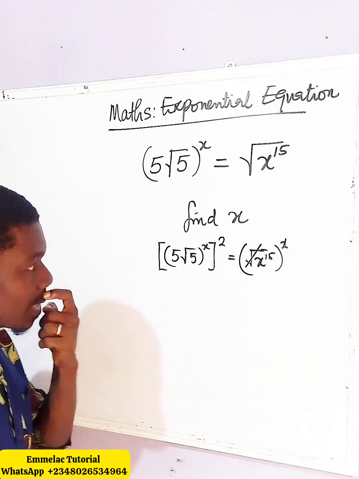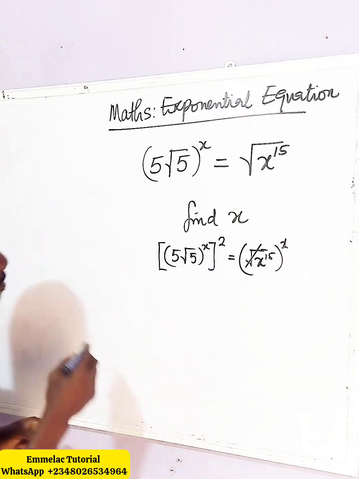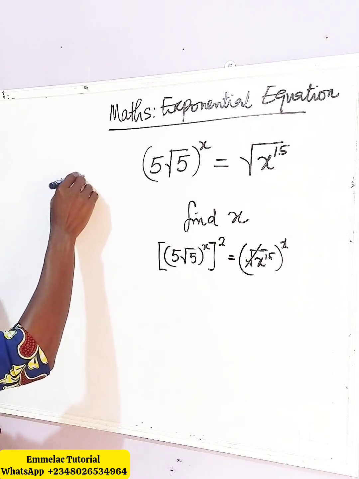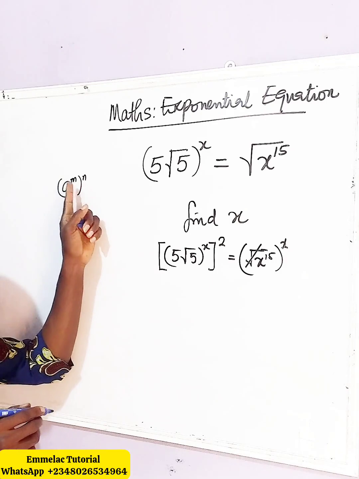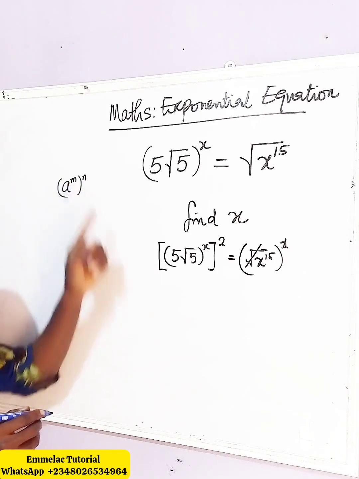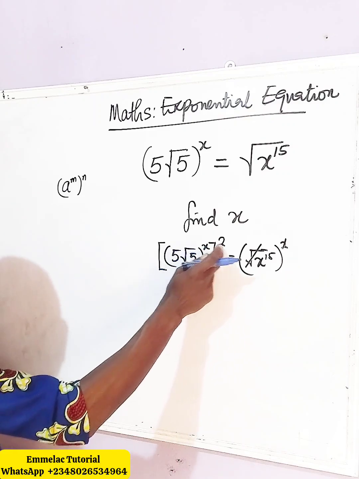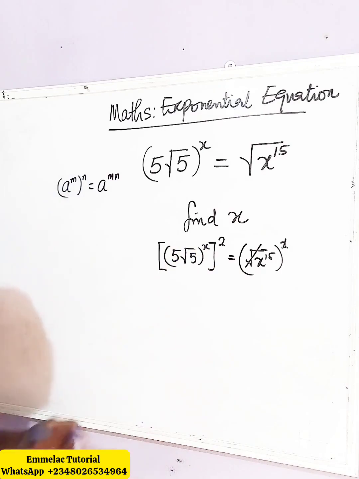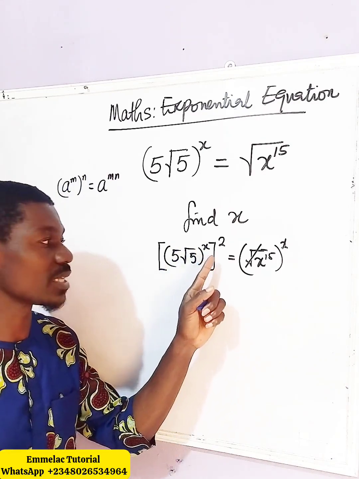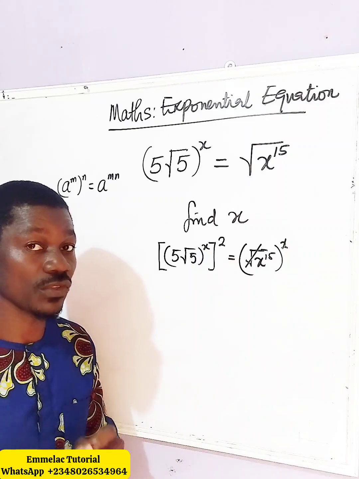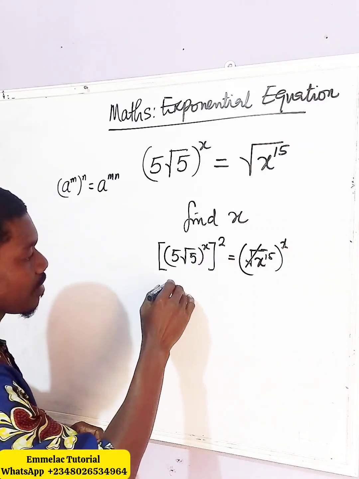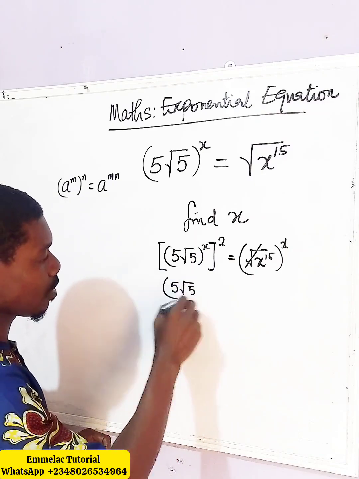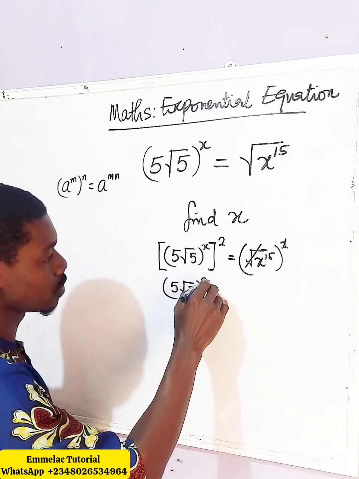Now according to the law of indices, if you have a raised to the power of m all raised to the power of n, this can also be written as a raised to the power of mn. So applying that rule here, x will multiply 2, giving us 2x. So here we have (5 root 5) all raised to the power of 2x.